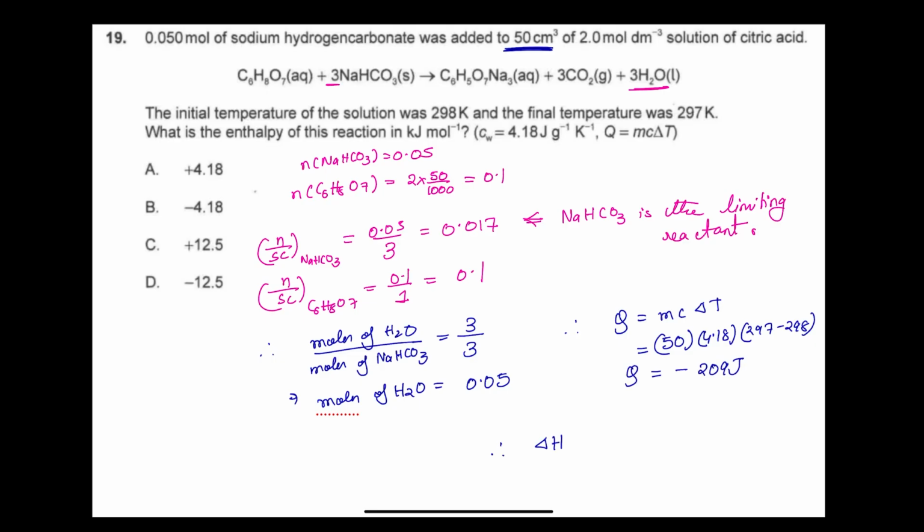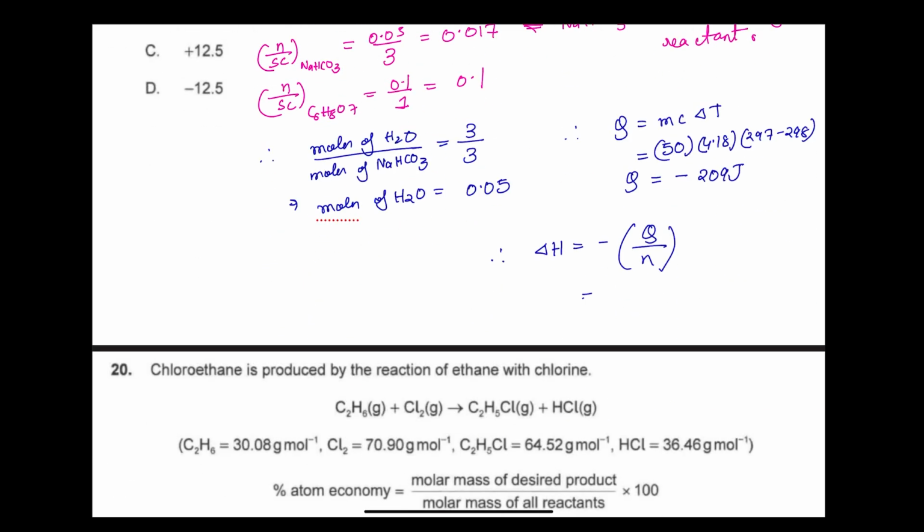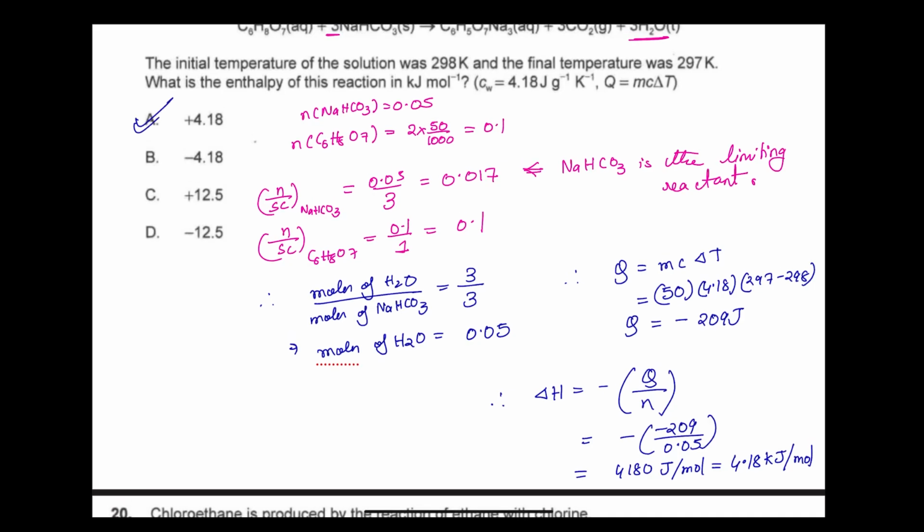And finally, delta H is negative Q over moles of water. Negative of negative 209 divided by 0.05. So this becomes 4180 joules per mole. Now we'll divide by 1000 to convert it to kilojoules: 4.18 kilojoules per mole. Answer would be option A.